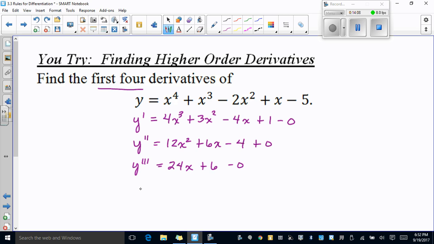And then my fourth derivative. This one here, I'm just left with 24, and derivative of 6 is 0, so just 24. So there's my first 4 derivatives. Do you need the plus 0? No, but I'm putting them in there to make sure you understand that I was losing my constants throughout.